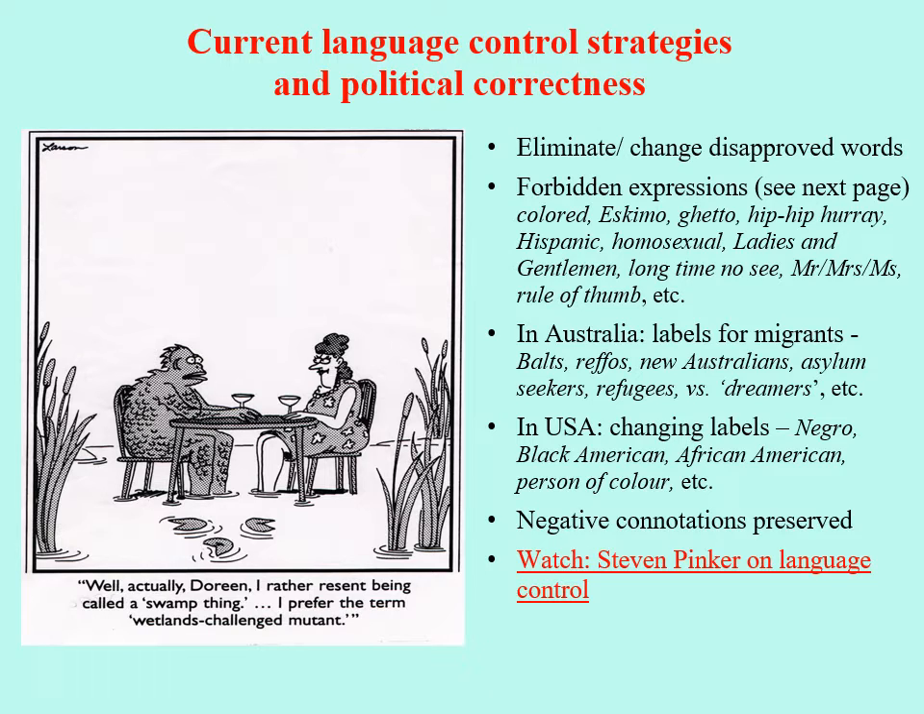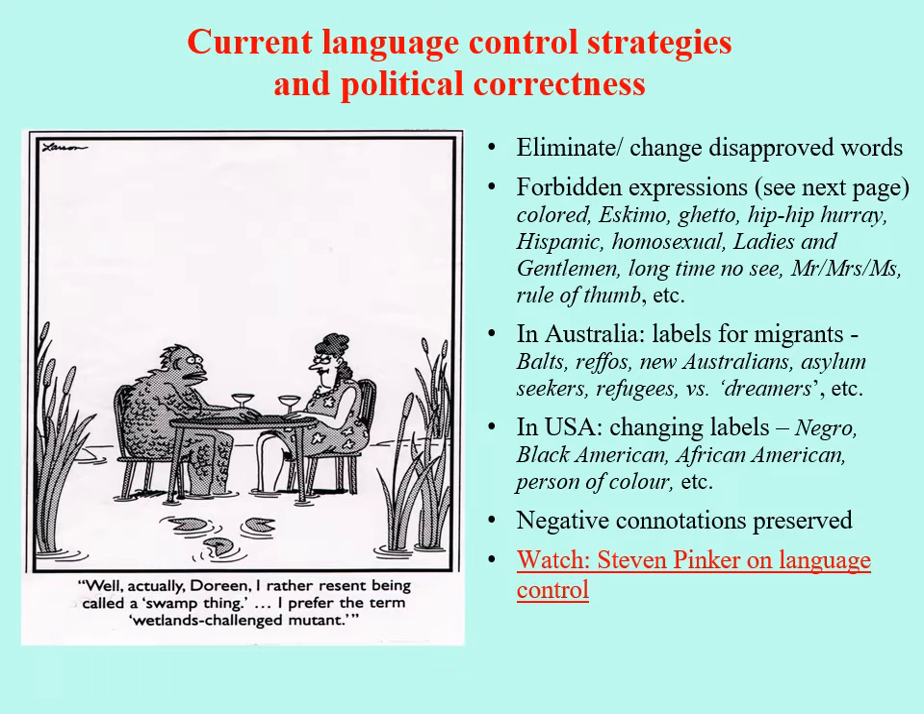On the next page, you see a language code guide from one of the American universities, which basically argues that words like colored, Eskimo, ghetto, hip hip hooray, Hispanic, homosexual, ladies and gentlemen, long time no see, Mr. and Mrs., Ms., rule of thumb, these words and expressions are prohibited. And when you look at the table on the next page, alternative expressions are required in order to not use these terms.